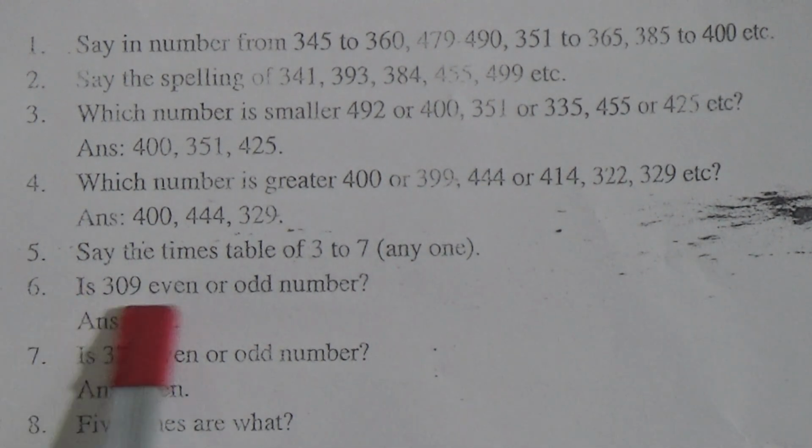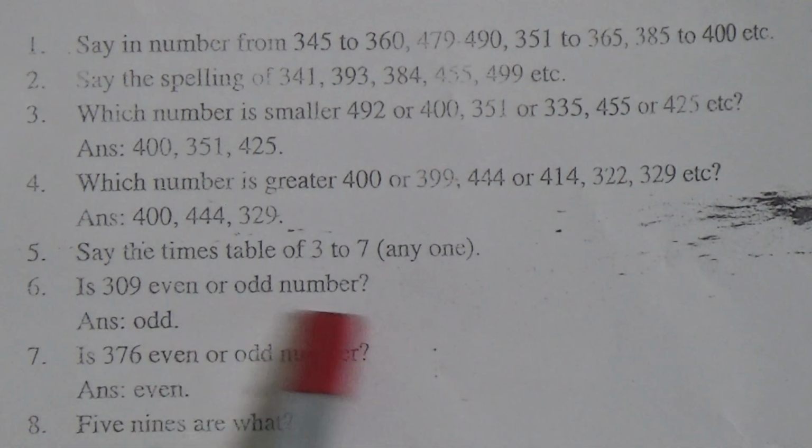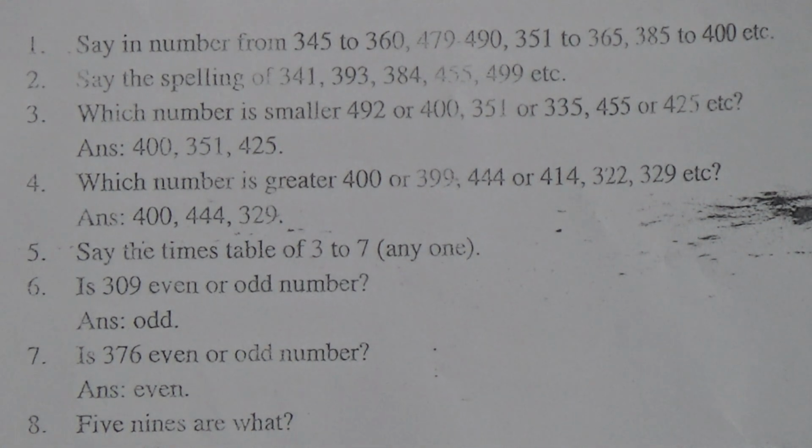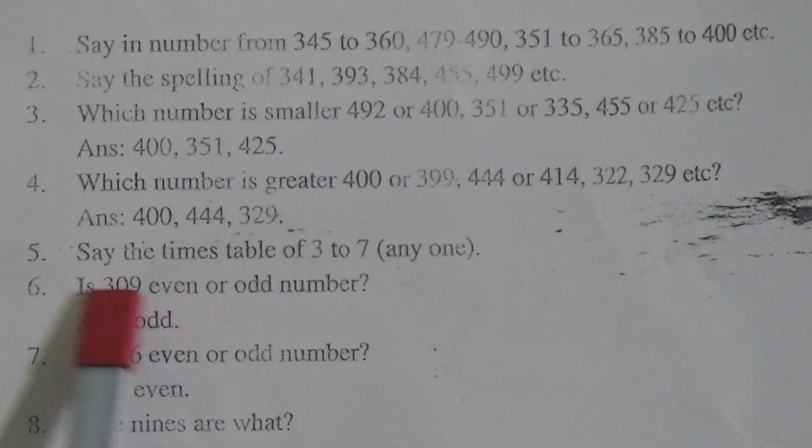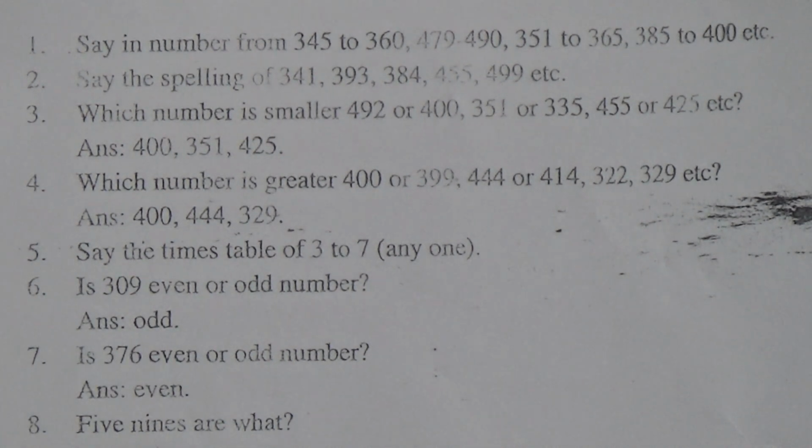Question number 6, is 309 an even number or an odd number? My dear students, in the even and odd number class, I told you we notice the last digit. If the last digit is even, then the whole number is even. If the last digit is odd, then the whole number is odd. So 309, we notice the ones place. The ones place is 9. 9 is an odd number. So 309 is an odd number. I hope you have understood.